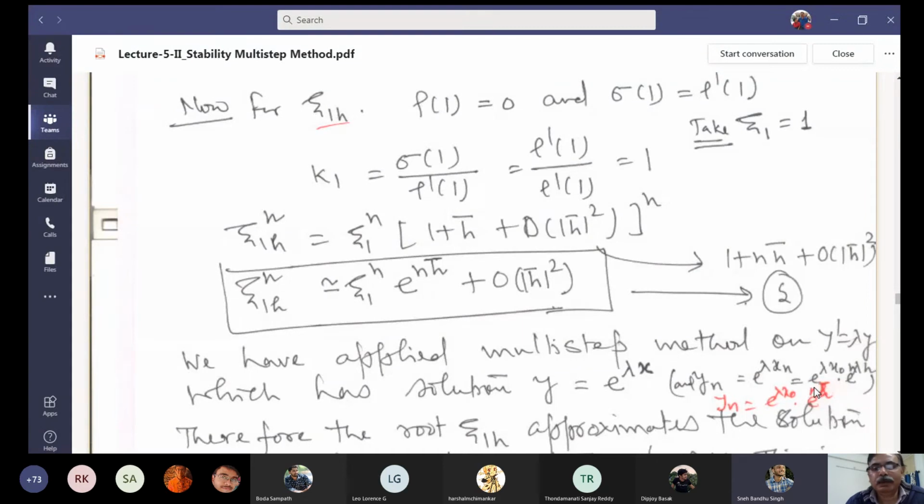So corresponding to xi equal to 1, you are getting that e to power nh. This xi1 power n is a constant term, and then e to power nh bar. This you are already getting. But there are other roots also.